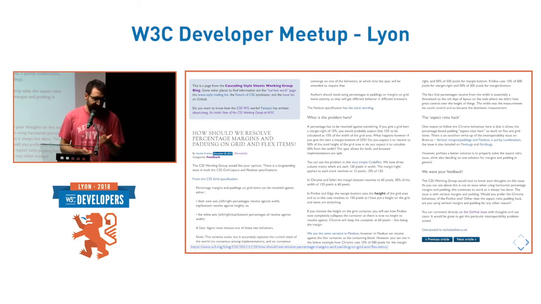This is a blog post from Rachel, on the CSS Working Group blog, asking for feedback on how percentages should be resolved for grid and flex items. So you can just read the blog, check the use cases and the examples, and say, okay, I think this will be better or that other option, and that feedback is useful for taking decisions in the CSS Working Group.